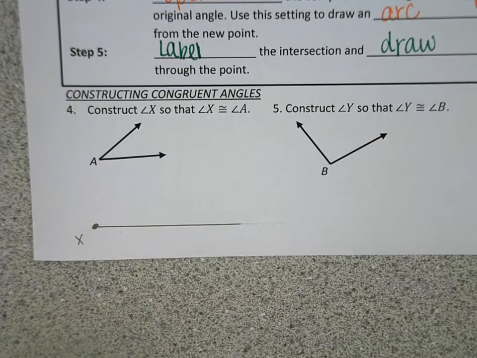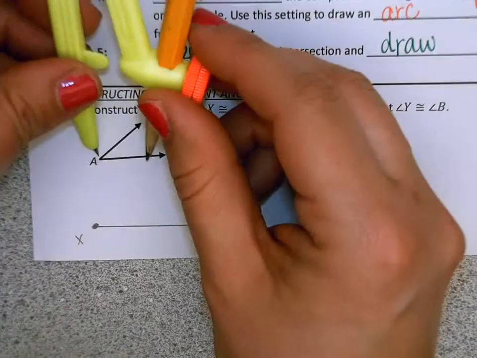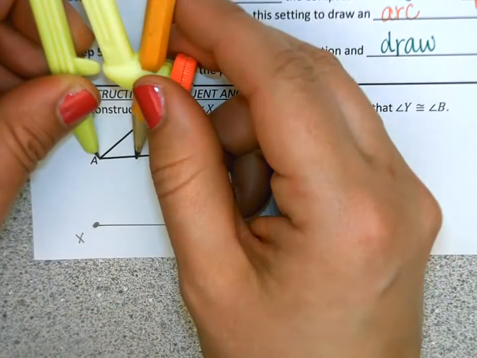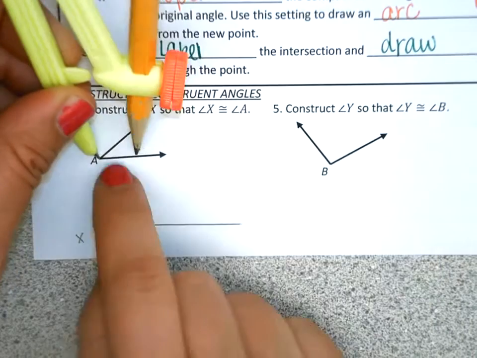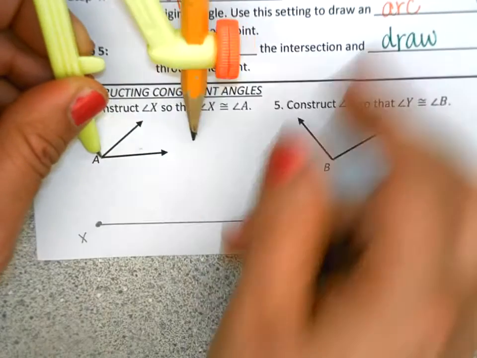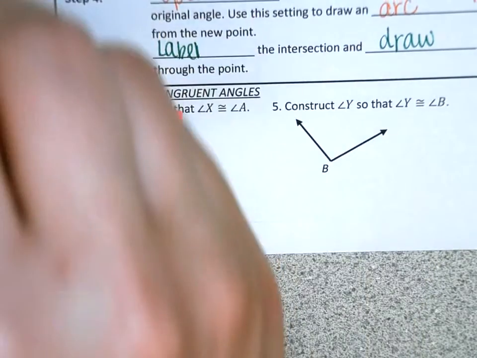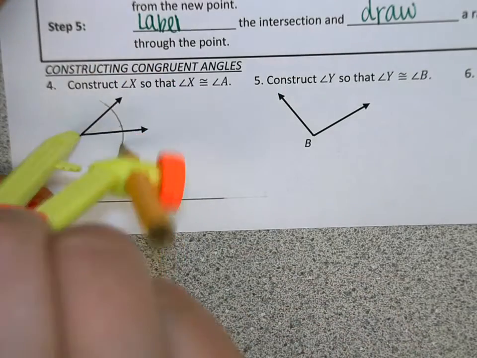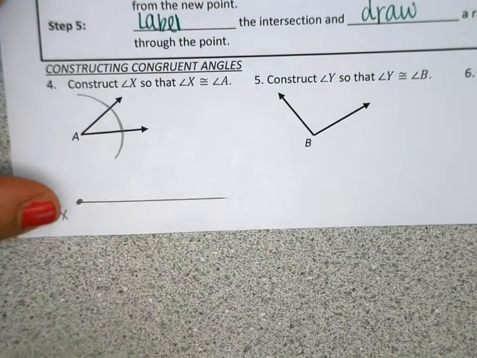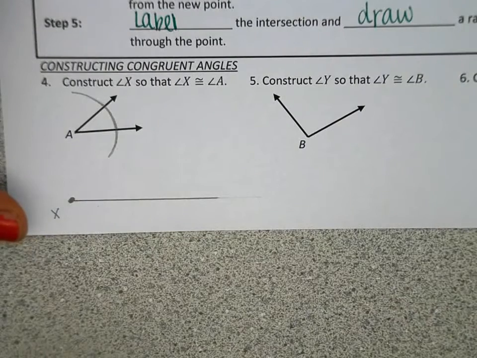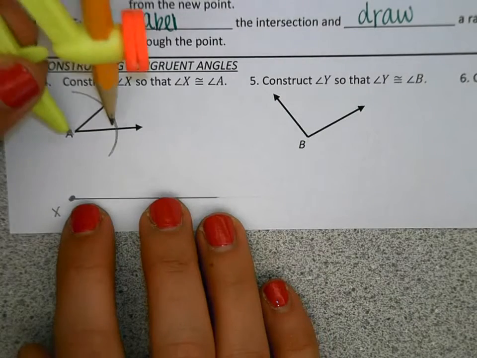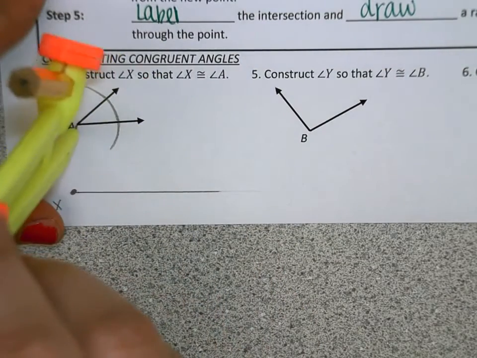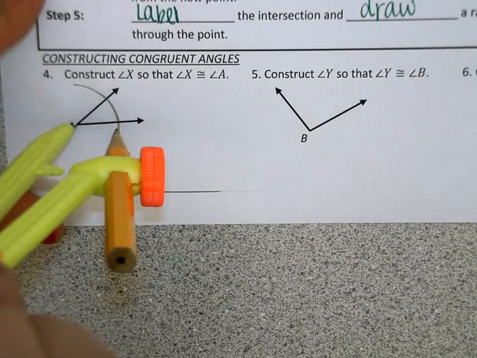Okay, here's what we're going to do. Take your compass, put the endpoint on the vertex of the angle, and open it so that it will intersect both the legs. So if you open it too wide, it's not going to intersect. So you want to make sure that it touches both. And you're going to draw an arc that intersects both legs. Okay? So putting your point on the vertex, draw an arc that intersects both legs of the angle.